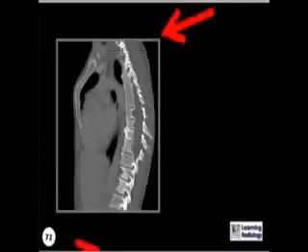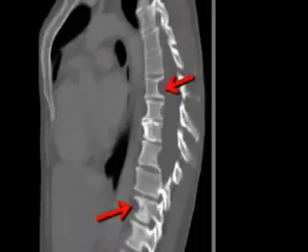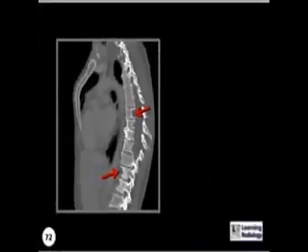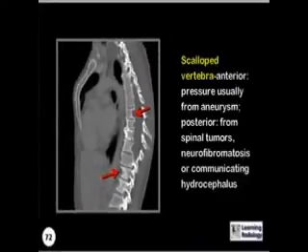What sign is demonstrated here? These are scalloped vertebrae anteriorly. Think of pressure that can be produced by an aneurysm. Posteriorly, from spinal tumors, neurofibromatosis, or communicating hydrocephalus. This patient had neurofibromatosis.